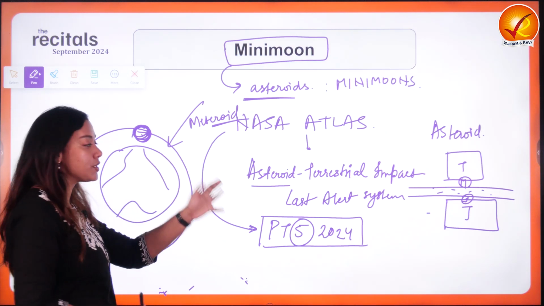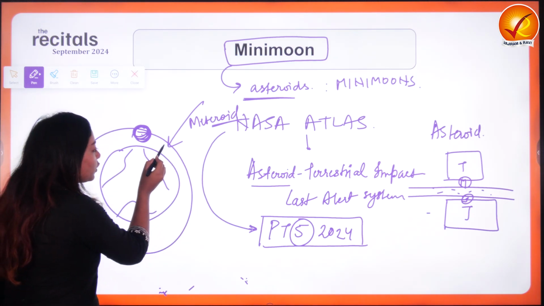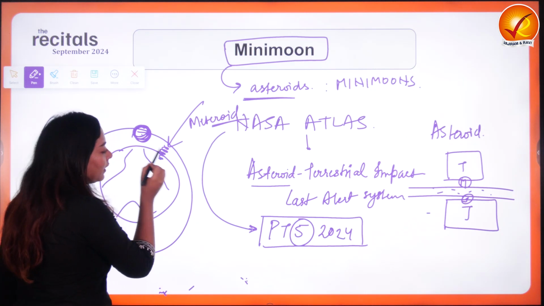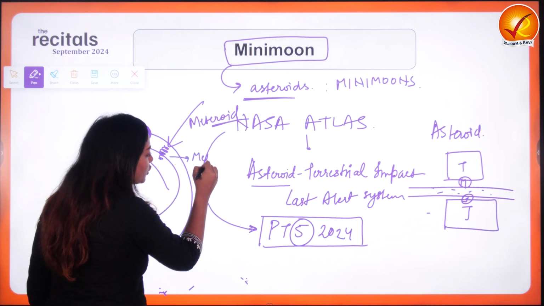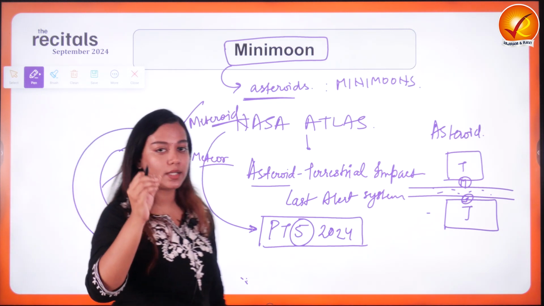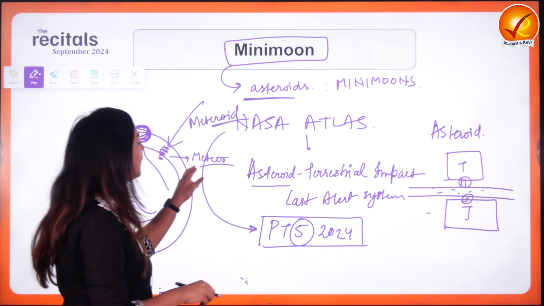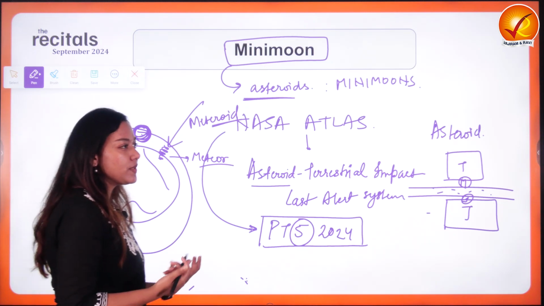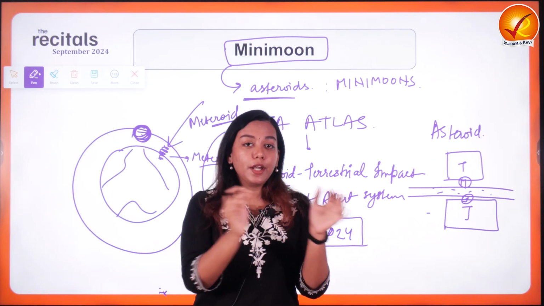It has been a PYQ as well. Then when it enters the Earth's atmosphere and starts burning, it is known as a meteor. So when we say this is a shooting star, or a toota hua tara, it is nothing but meteors only. Generally we say it's a toota hua tara, which means it's burning off.